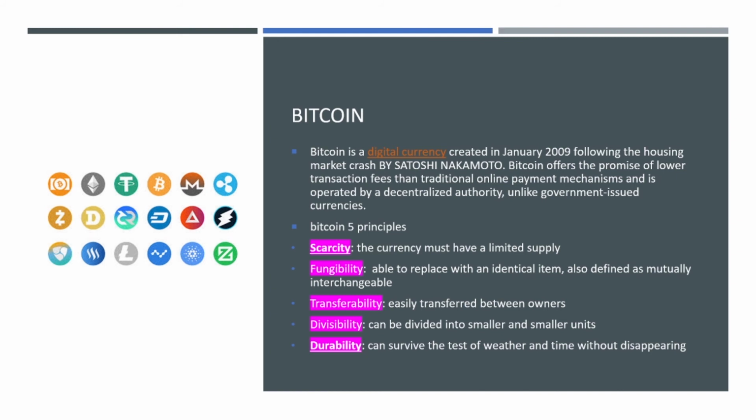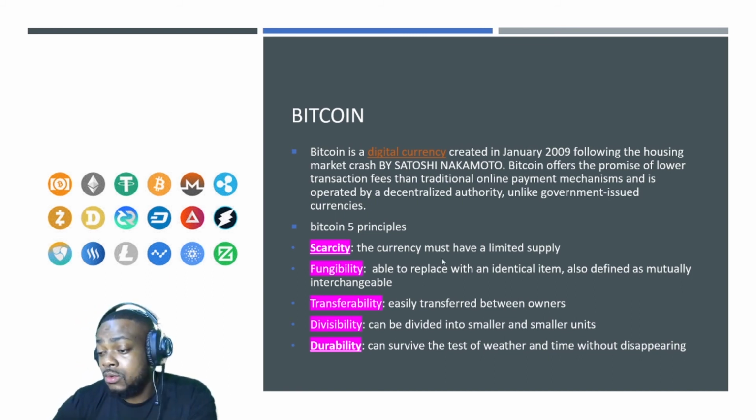It's also divisible. It can be chopped up into different pieces. So you can buy less than one Bitcoin. After one Bitcoin, it goes down into satoshis. So you can literally buy 0.1 Bitcoin, and below that is classed as satoshis. You can buy 100 satoshis, you can buy 5 satoshis, you can buy 200 satoshis, you can buy 1,000 satoshis. So it's divisible. It can be chopped down, just like the dollar goes down to cents, or the pound goes down to pence. It's divisible.